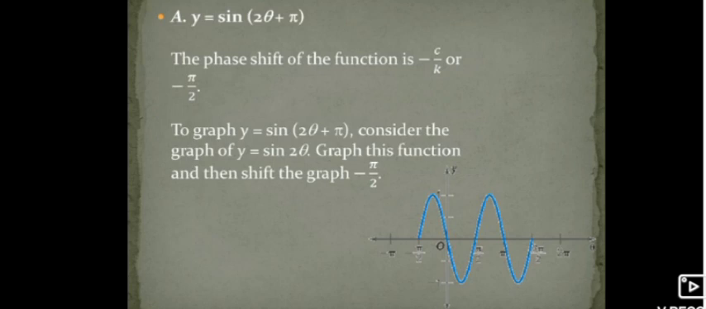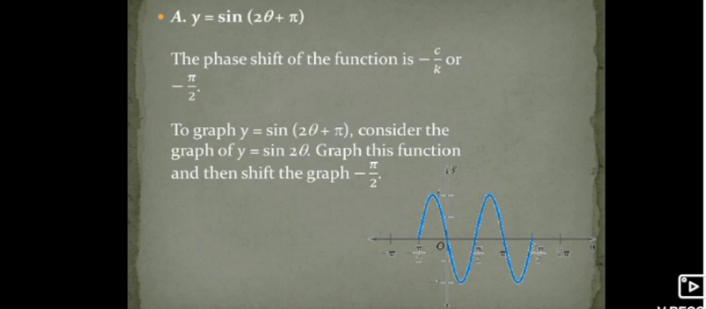So, this is example A. y equals sine 2 theta plus pi. The phase shift of the function is negative c over k, or negative pi over 2. The graph of y equals sine 2 theta plus pi.